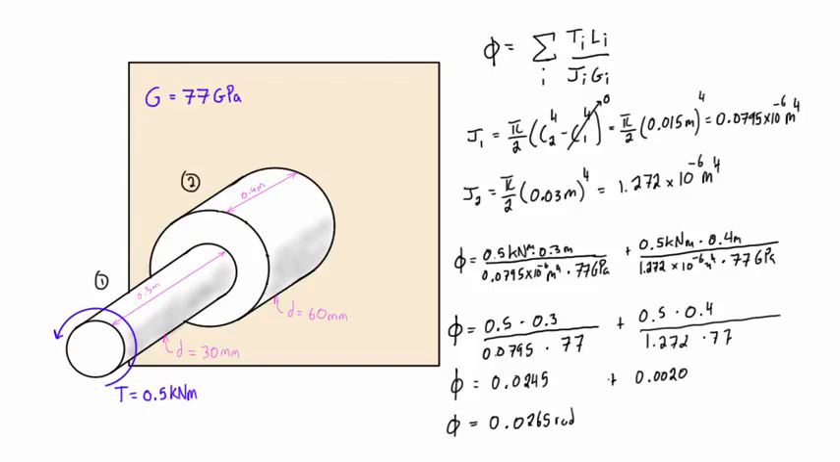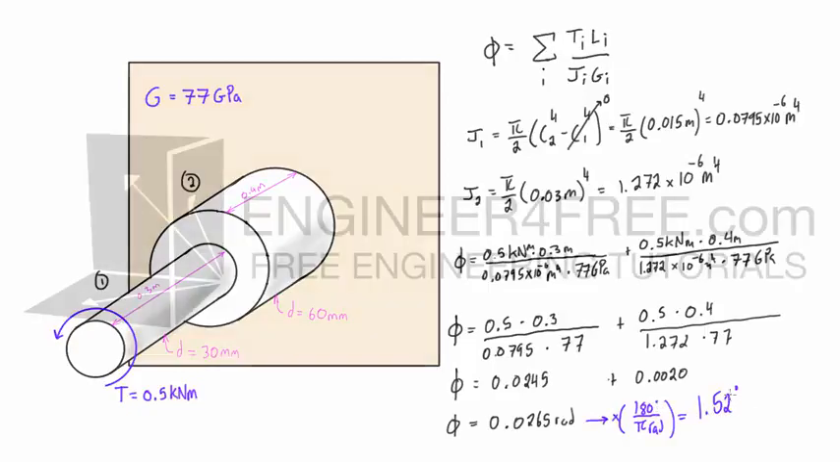And if you're curious and you want to figure out what that is in degrees, all we have to do is multiply it by our factor here, 180 degrees over pi radians. And this gives us the angle of twist at that free end of 1.52 degrees. So that's 0.0265 times 180 divided by pi gives us 1.52 degrees.